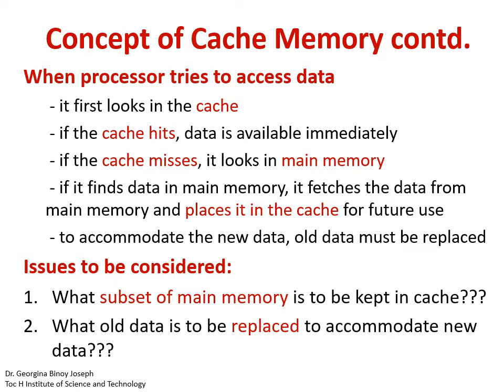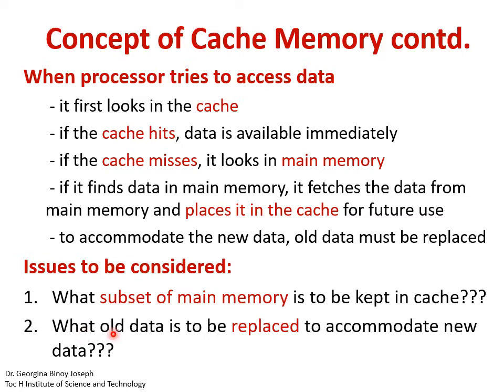So now there are two issues to be considered. First, what is the subset of the main memory? All the data cannot be placed in the cache. Most of the data is available in the main memory. What is in the cache is actually a subset of the data in the main memory, a copy of which is kept in the cache. So which of the data words in the main memory should be kept in the cache? That is something that has to be considered. And as we had seen, to accommodate the new data, old data must be replaced because the cache is very small.